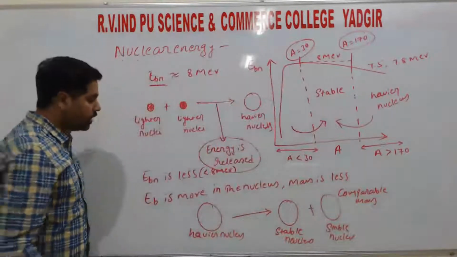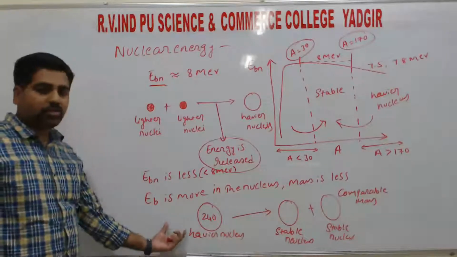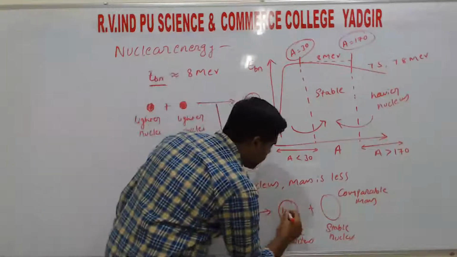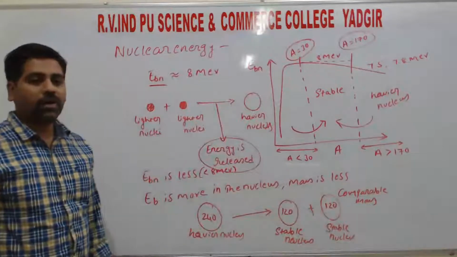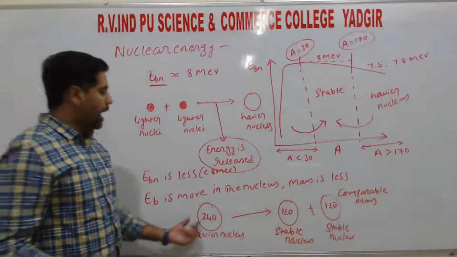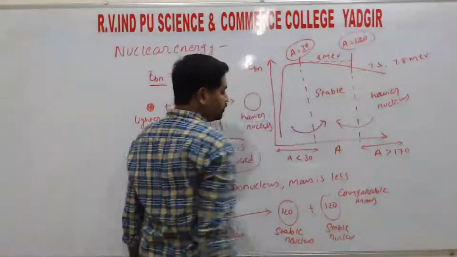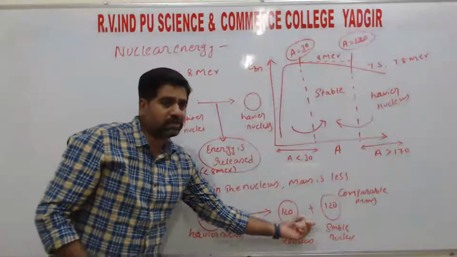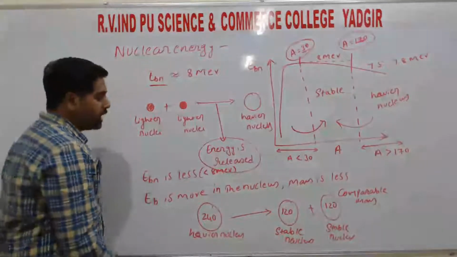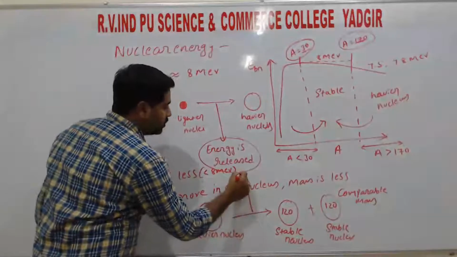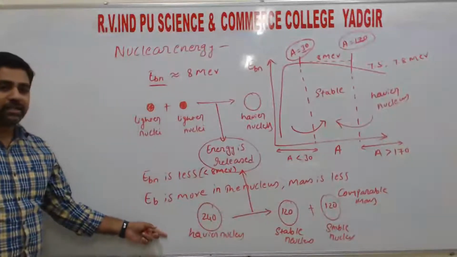right? For example, if the mass of the heavier nucleus is 240, then this nucleus splits into two masses of the same value, that is 120 and 120, right? As 120 lies between 30 and 170, this nucleus will be stable. So during this process also the energy is released, right? So in these two processes the energy is released.